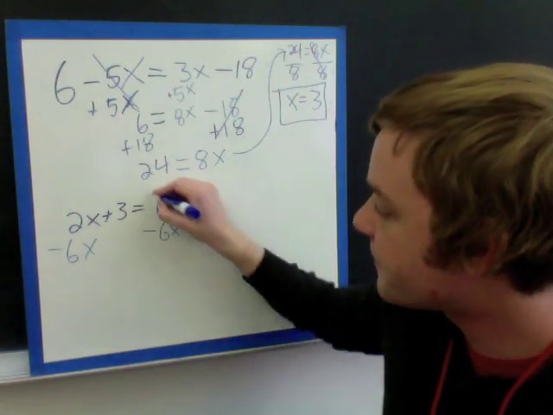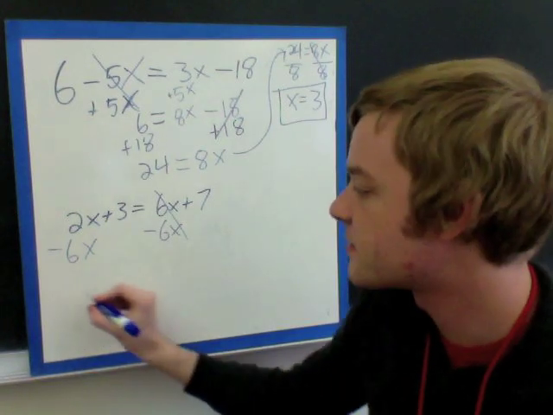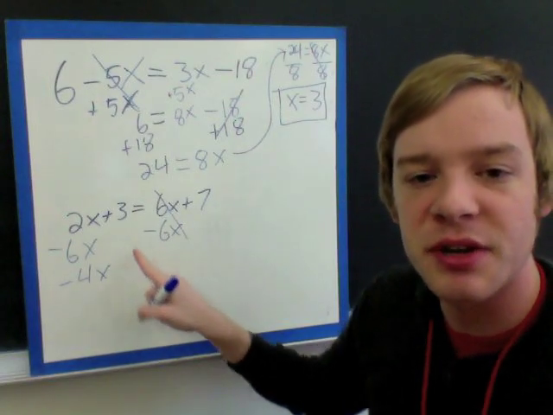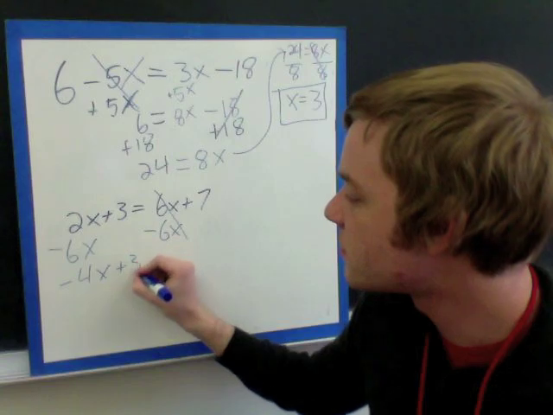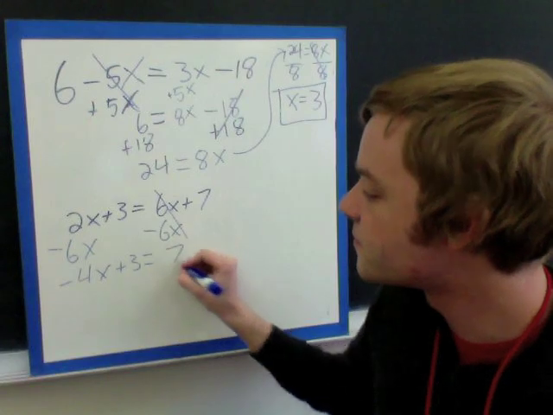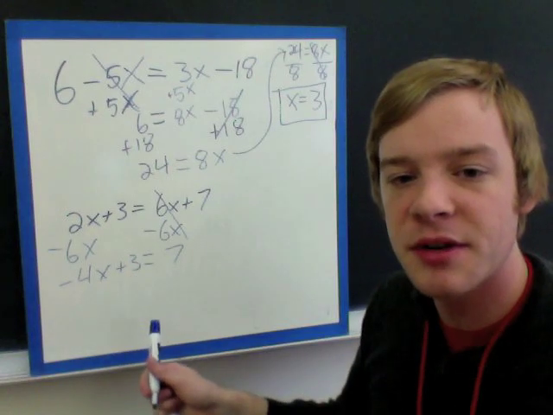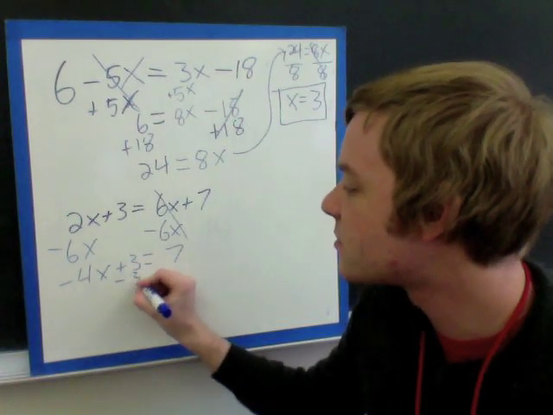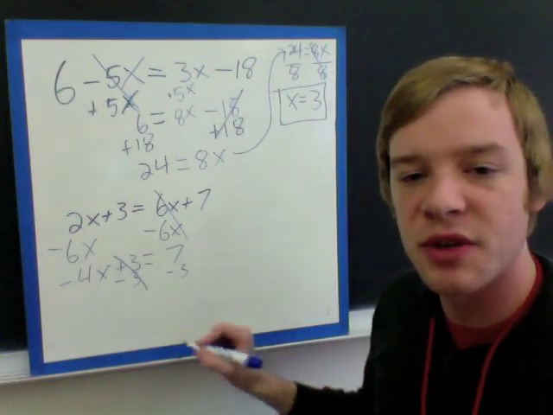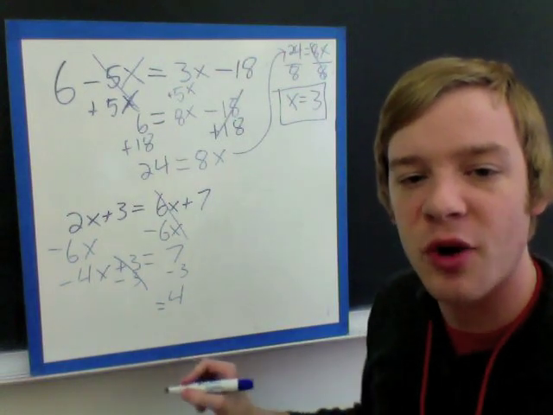These two will cancel out. And then 2x minus 6x will be negative 4x. We didn't change this plus 3 here, so we can just bring it down. Our equal sign stays in the same place, and we bring down the 7 as well. Once again, this is really just a two-step equation, so I'm going to start by getting rid of the 3 here. I'm going to subtract 3. These will cancel out, and 7 minus 3 will give us 4. On the other side, I'm still going to have negative 4x.